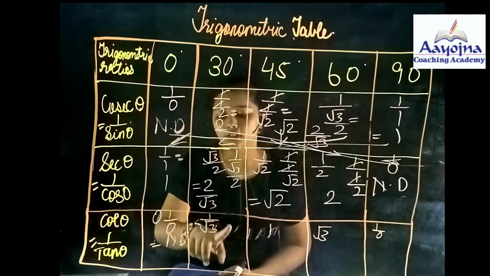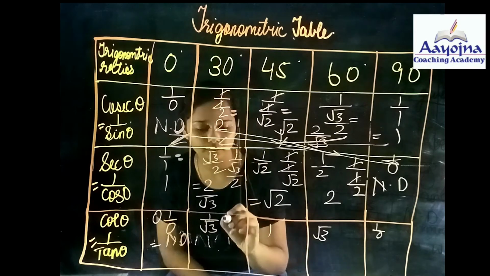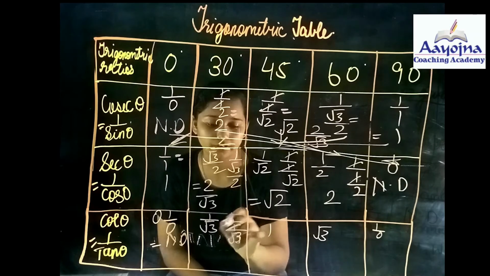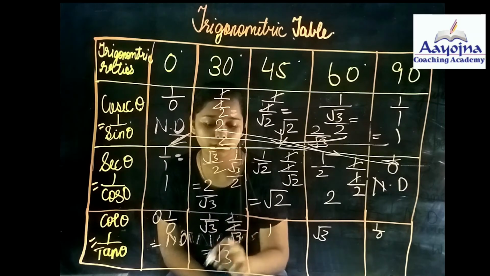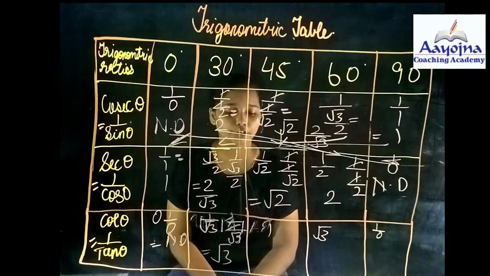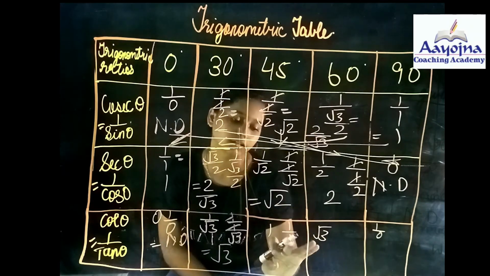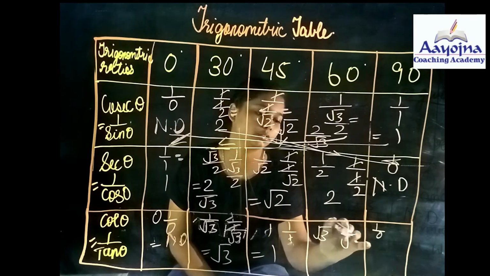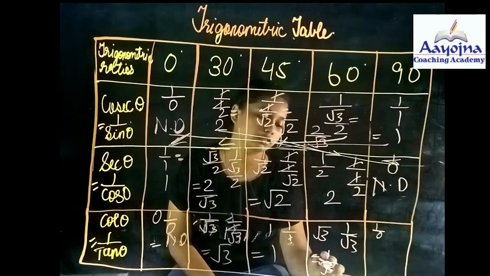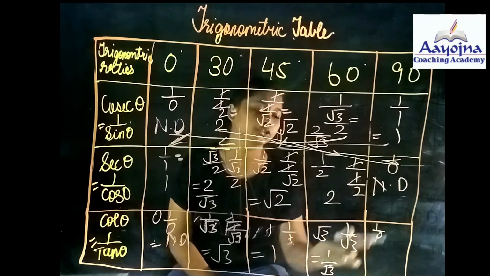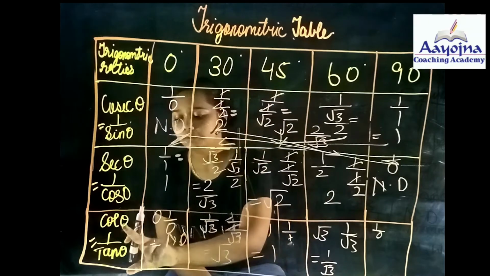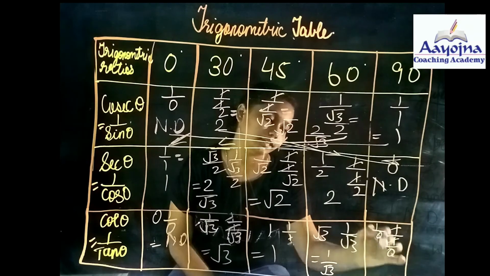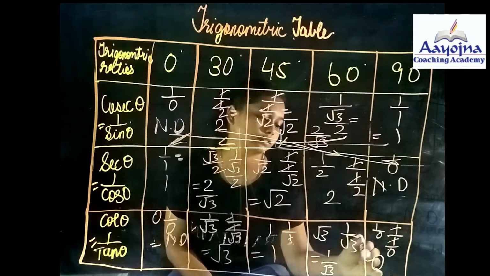The value for tan 30 degree is 1 upon root 3. 1 upon 1 upon root 3, 1 gets cancelled, it becomes root 3. Here the value for tan 45 degree is 1 upon 1. 1 upon 1 is always 1, so 1. Here it is root 3, so it will become 1 upon root 3. Here it is 1 upon 0, that is not defined, but when we divide 1 by 1 upon 0, 1 gets cancelled, 0 remains, so the answer is 0.